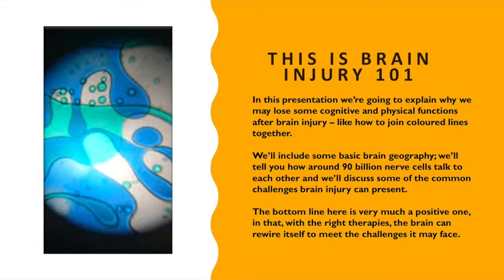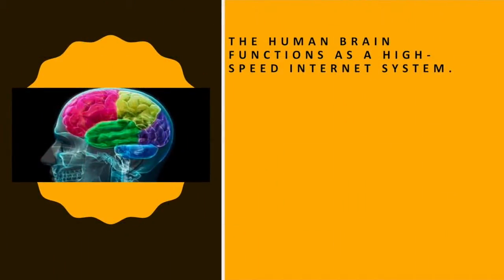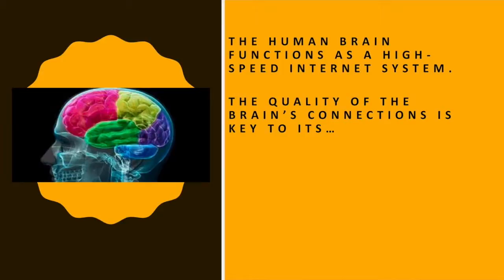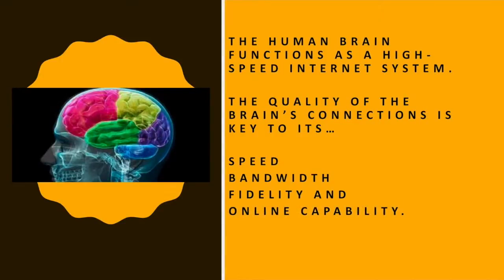The bottom line here is very much a positive one in that with the right therapies, the brain can rewire itself to meet the challenges it may face after brain injury. We live in a high-tech world, and I rather like this analogy of how the brain works. The human brain functions as a high-speed internet system. The quality of the brain's connections is key to its speed, to its bandwidth, to its fidelity, and to its online capability. So those 90 billion nerve cells that we were talking about, how they communicate and how smooth that communication is very much dictates how we function as human beings.